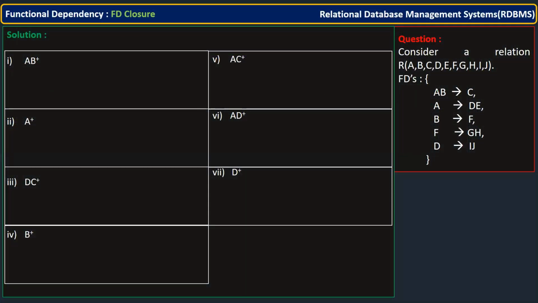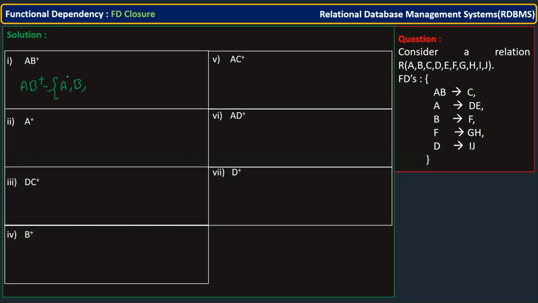Hi. So now let us see one simple example for understanding this closure. Here we are going to find the attribute closure. The first one is AB closure together. When you are finding any attribute closure, by default it will derive itself, right? So first we can write down A comma B.